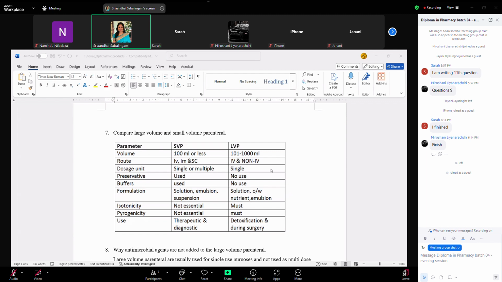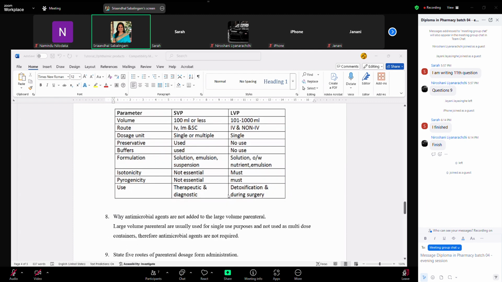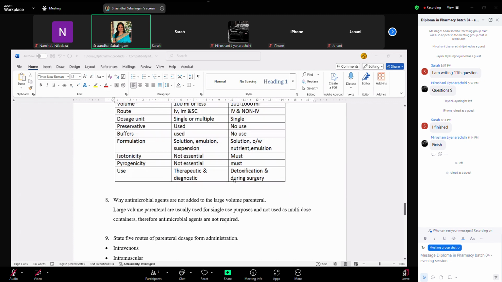So the eighth question: why are antimicrobial agents not added to a large volume parenteral? I have already discussed the answer. They are single-use preparations, therefore they are not used. In multi-dose containers or vials, you will be using antimicrobials.